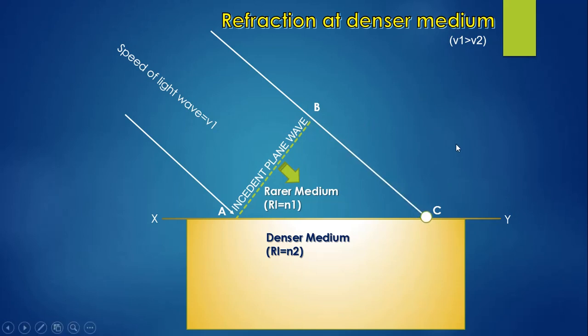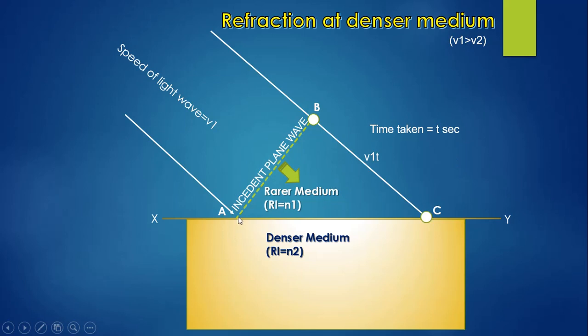So from B to C it is moving and it is taking time t seconds. If I multiply v1 and t, then I get the distance traveled in a duration of t seconds from B to C. Distance equals speed multiplied by time. So this distance v1 into t is what the incident plane wave has traveled from B to C.